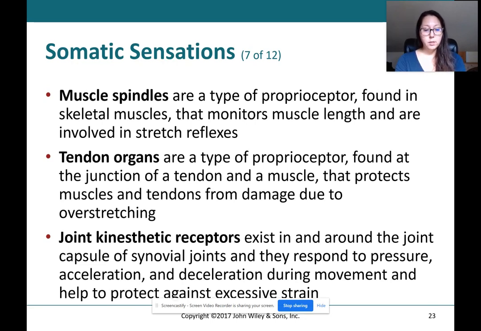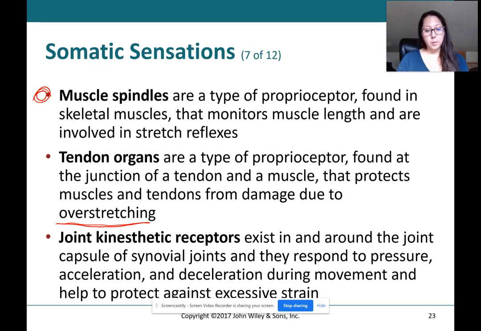Tendon organs, also called Golgi tendon organs, are a type of proprioceptor found at the junction of a tendon and a muscle. And this says damage due to overstretching. I would slightly disagree with that. Muscle spindles are mostly what we use to prevent overstretching. Tendon organs also help us to limit the amount of force that we're exerting on a muscle.